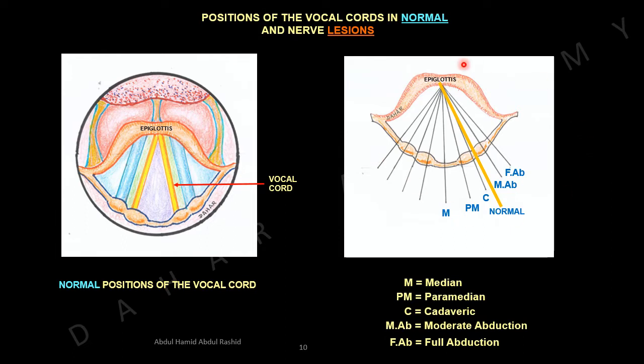Now this diagram shows many planes. You can see abnormal locations of the vocal cords. Look here, this M is the median plane, PM is paramedian plane, and C is cadaveric plane, and the normal will be around here, and after that MAB is moderate abduction, and FAB is full abduction stages. They are abnormal positions.